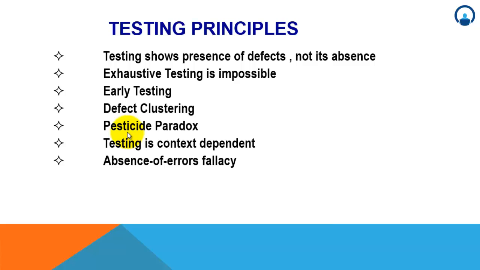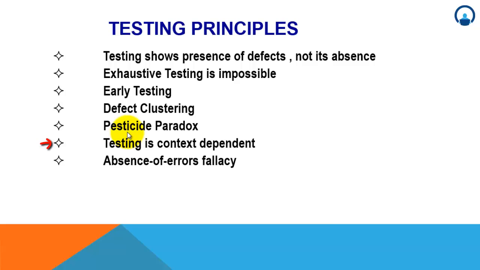Pesticide paradox. If the same tests are repeated over and over again, eventually the same set of test cases will no longer find any new defects. To overcome this pesticide paradox, the test cases need to be regularly reviewed and revised.